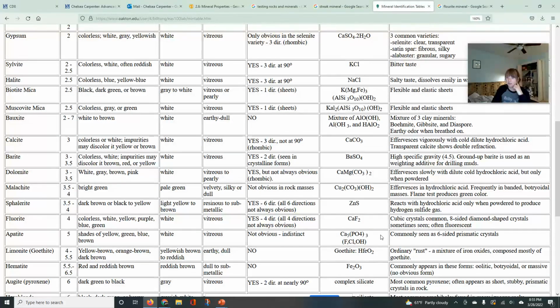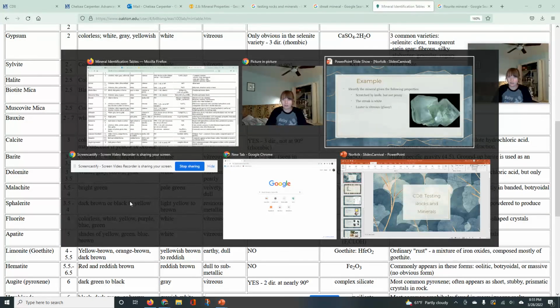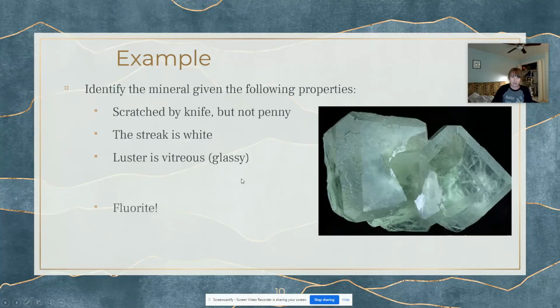If I look over here, this is just some more information in the last column. Cubic crystals are common, 8-sided diamond-shaped crystals, and often fluorescent. We don't have information about that, but I would say with that information, I would identify this as fluorite. And we would be right.